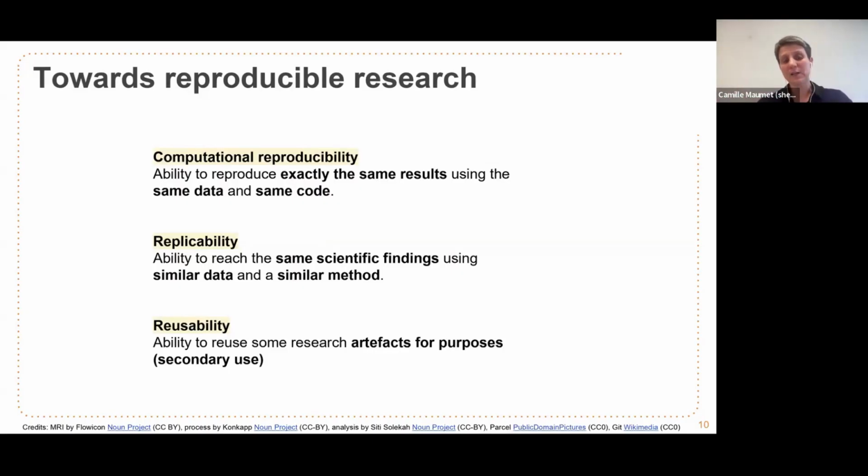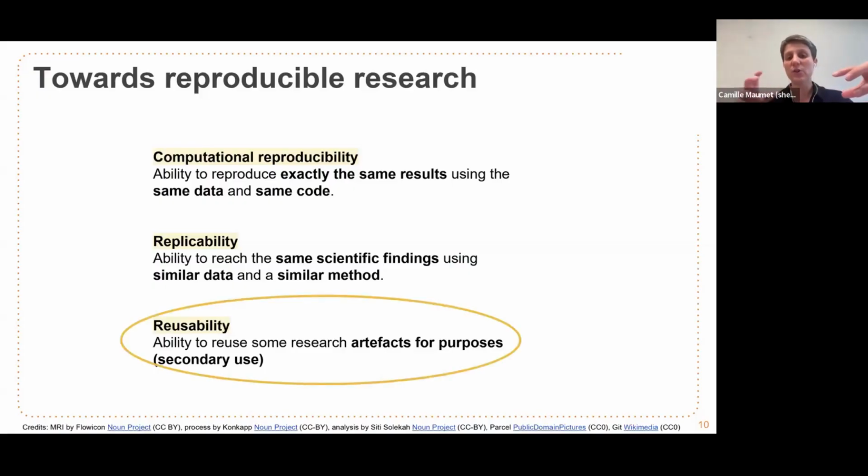So basically here we define reusability as the ability to reuse a research artifact for other purposes. So we talk about secondary use. We talked about secondary use a lot for shared data, but similarly for shared code, you might want to have a piece of code that is reused by other people. And so how do we do that for software?